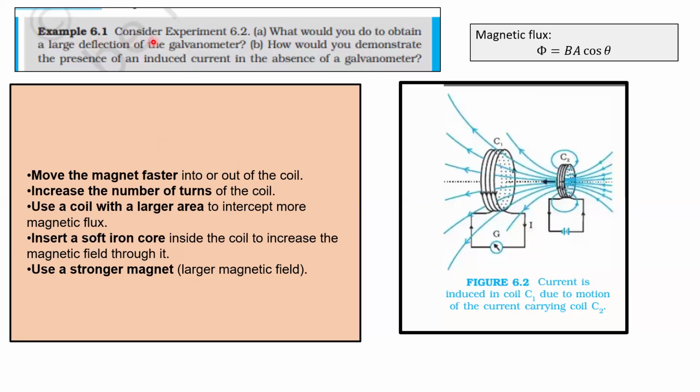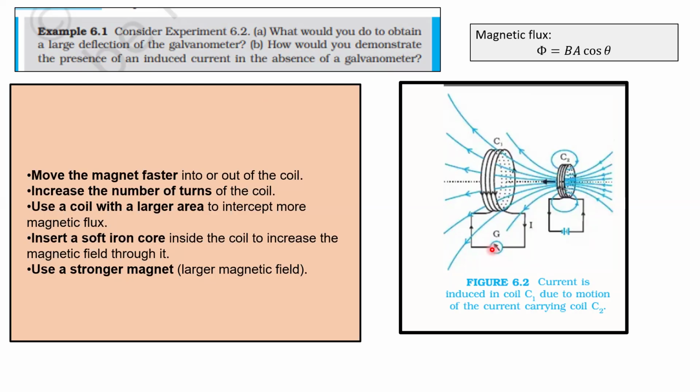Example 6.1. Consider experiment 6.2. What would you do to obtain large deflection of the galvanometer? 6.2's experimental setup is given in your textbook. This is nothing but the double coil experiment. Now what's the question? You have to get maximum deflection in the galvanometer. What is to be done?